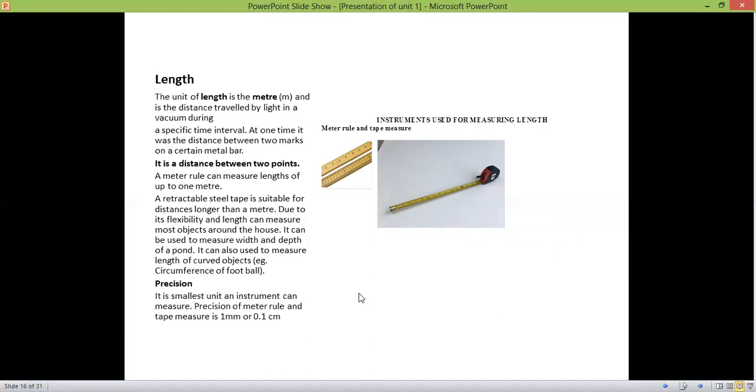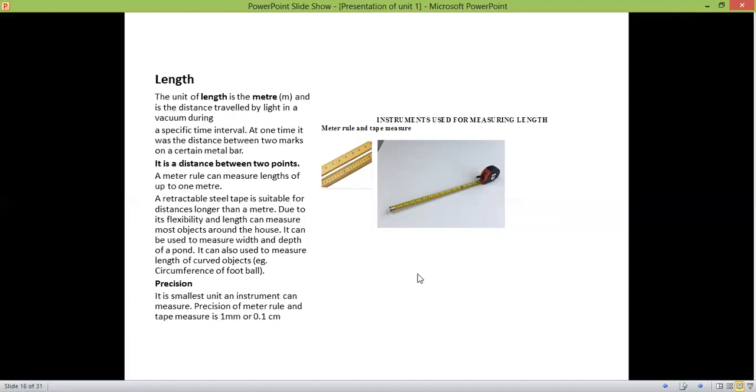Meter rule is used to measure length up to 1 meter. So if we want to measure a length greater than 1 meter, then measuring tape is used. Measuring tape is made up of flexible material, so it can be bent, and it can also be used to find the length of a curved object. Example, the circumference of a football can be measured using measuring tape. It can also be used to measure the depth or the width of a pond.